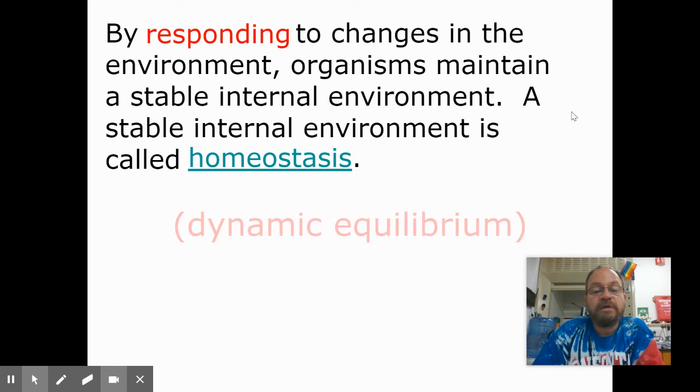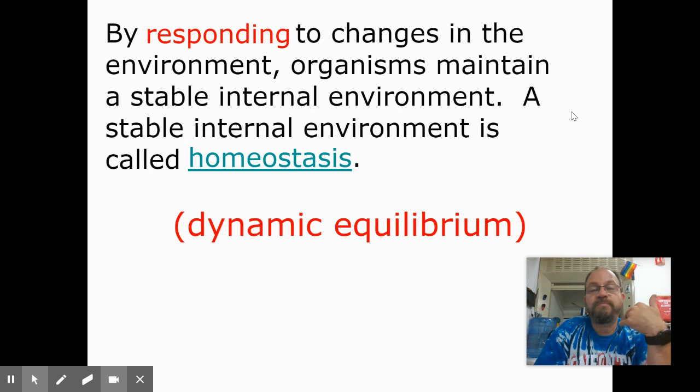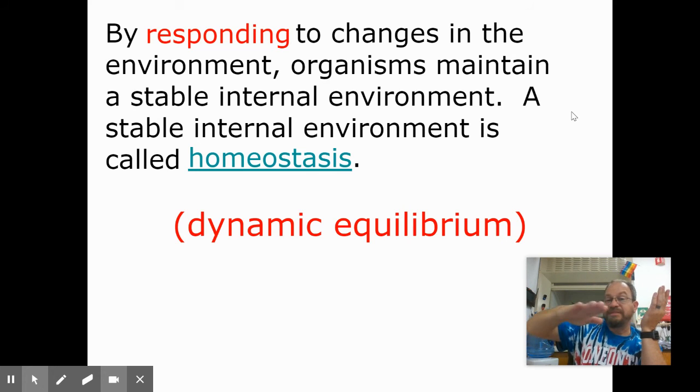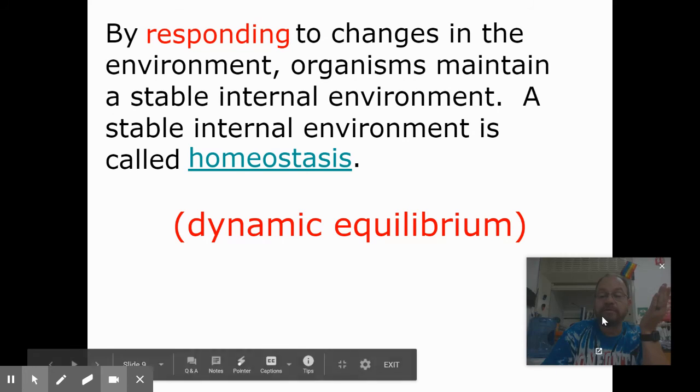Another phrase that we use in terms of that is dynamic equilibrium. Equilibrium means everything wants to stay the same, and dynamic means things are always constantly changing a little bit. So things adjust a little bit, but overall they stay kind of the same.